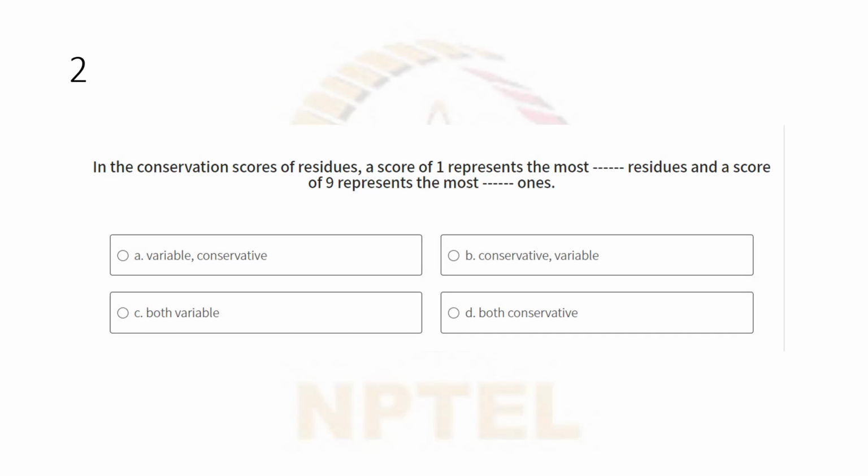Okay, next is, given the conservation scores of a residue, what if the score is 1? What does it represent? And if the score is 9, what does it represent?